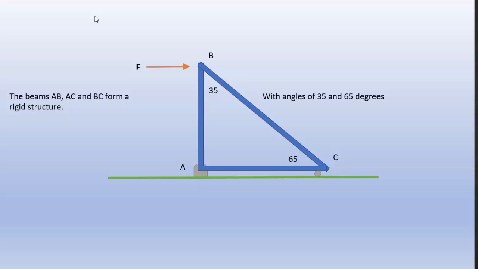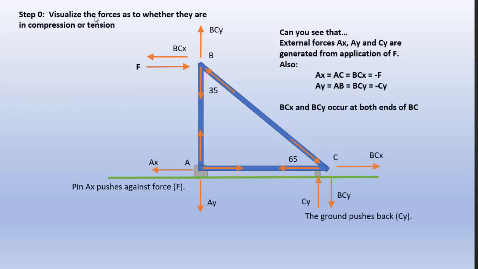So the first thing we try to do is to visualize what's happening with the beams. BC is going to have to go into compression. So we'll take a look at these forces now. BC has to go into compression to push back at the force F. But by going into compression, it's being pulled away, and so the beams AB and AC have to go into tension to hold BC in place.